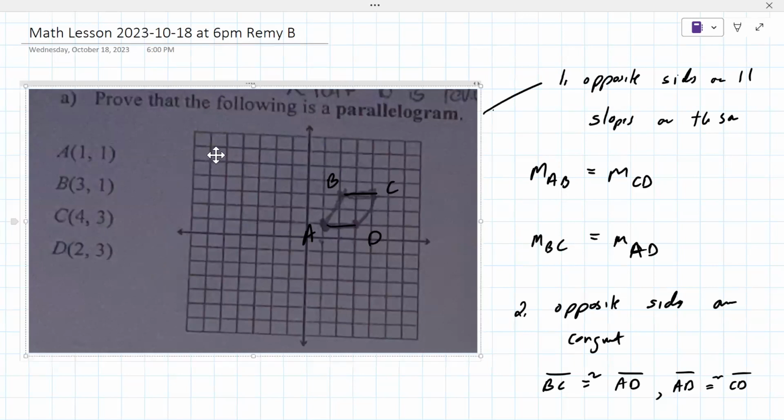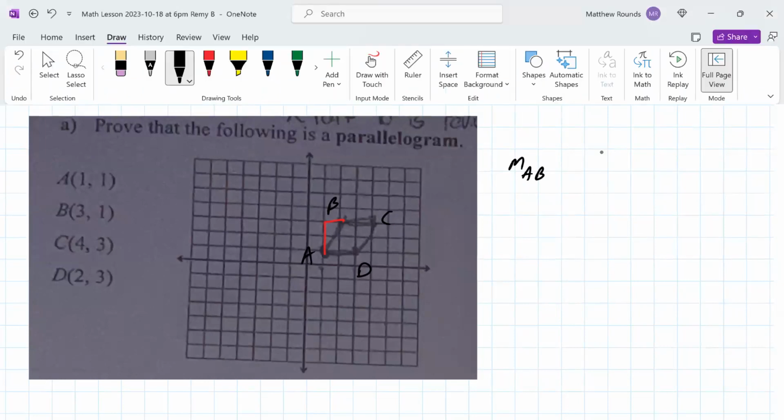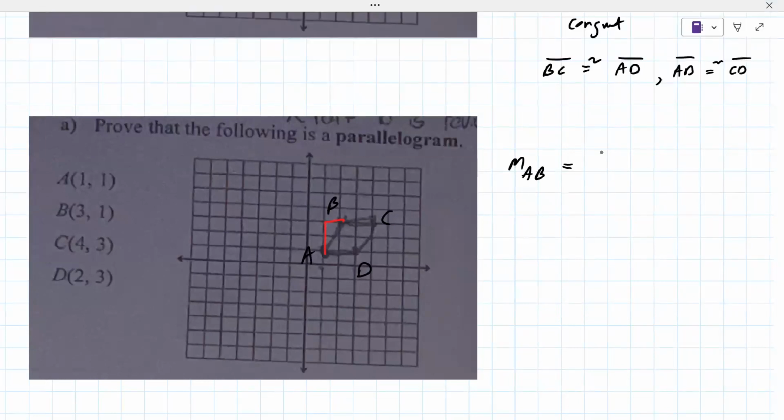Okay, let's proceed here. All right, I want you to find the slope from A to B. When you've graphed it, it's probably easier to use rise over run. What is the slope from A to B? I'll find that. Two. So I got two for the slope of A to B.